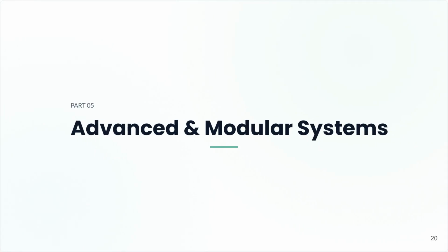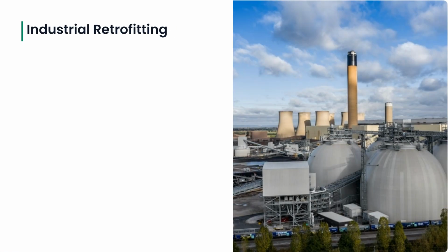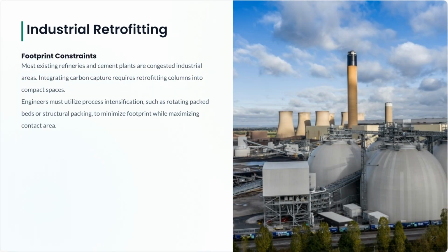In Part 5, we examine advanced and modular capture systems designed to improve efficiency and reduce installation complexity. Modular capture units offer a plug-and-play approach. By using prefabricated, containerized modules, industrial sites can reduce construction time, scale capacity by adding units in parallel, and lower overall project risk. Industrial retrofitting is often restricted by footprint. To integrate carbon capture into congested existing plants, engineers rely on process intensification, such as rotating packed beds, to maximize contact area in small spaces.